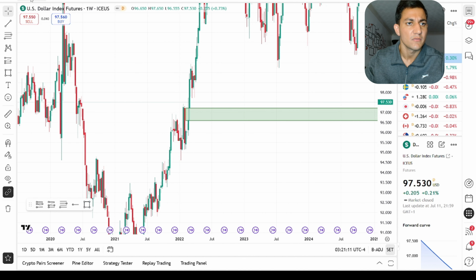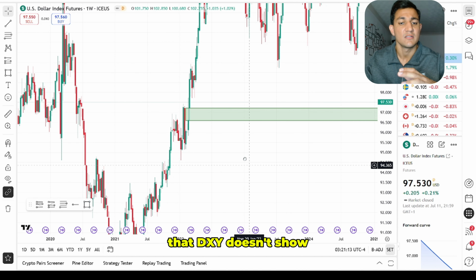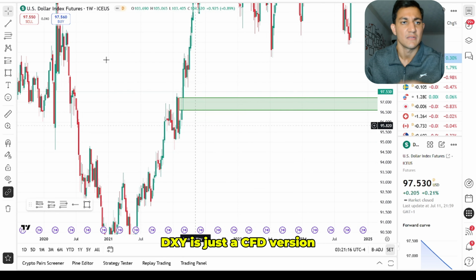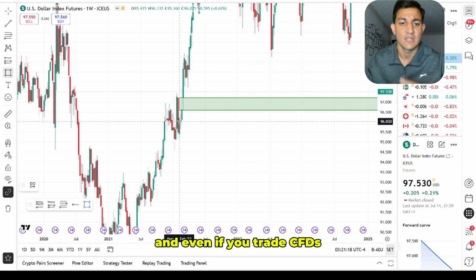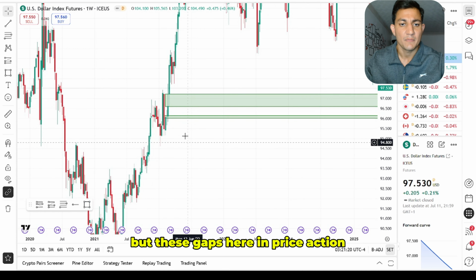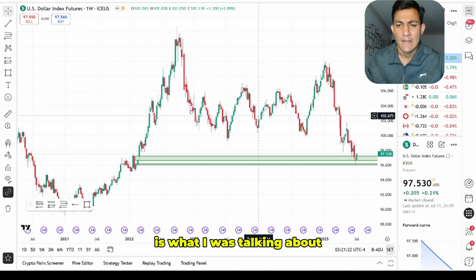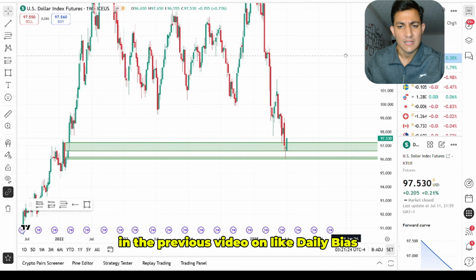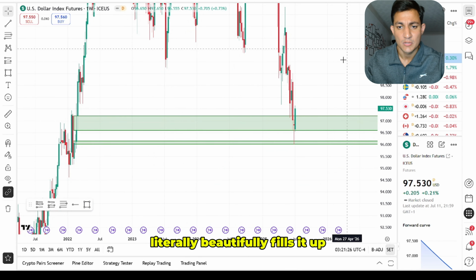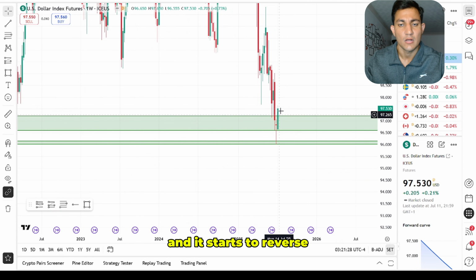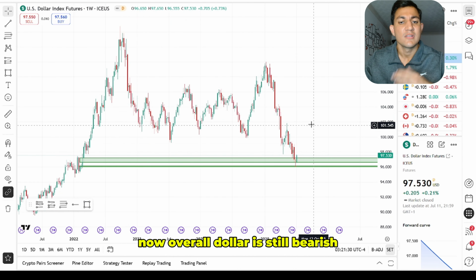This is what the currency future, DX, shows that Dixie doesn't show. And for those who don't know, Dixie is just a CFD version. And even if you trade CFDs, you want to be looking at this. But these gaps in price action are what I was talking about in the previous video on daily bias. Can you see how price beautifully fills it up and then starts to reverse? Now, overall, the dollar is still bearish.